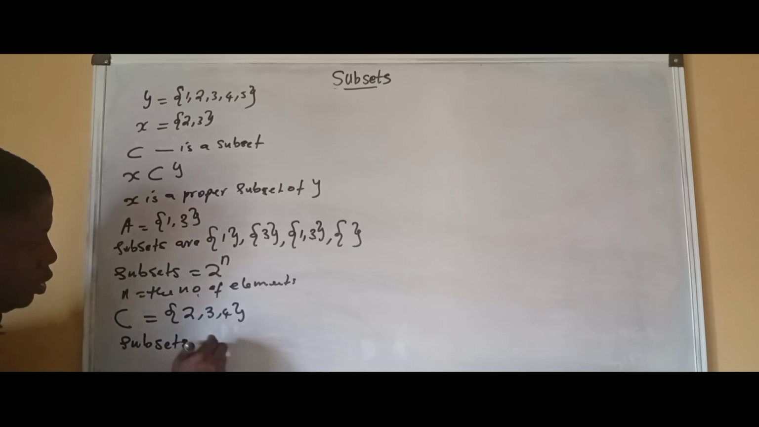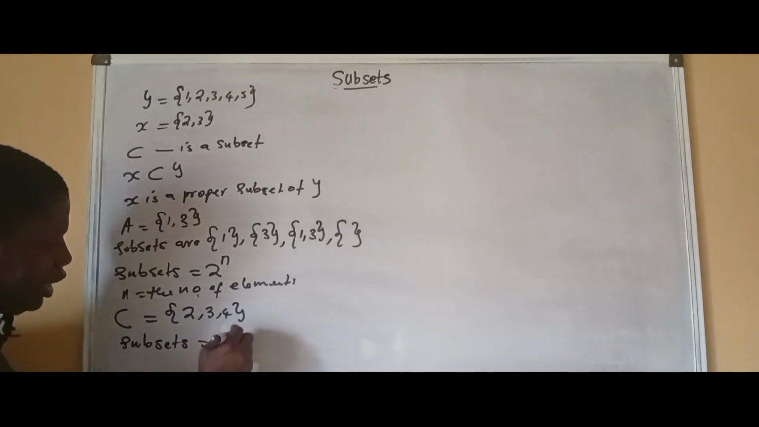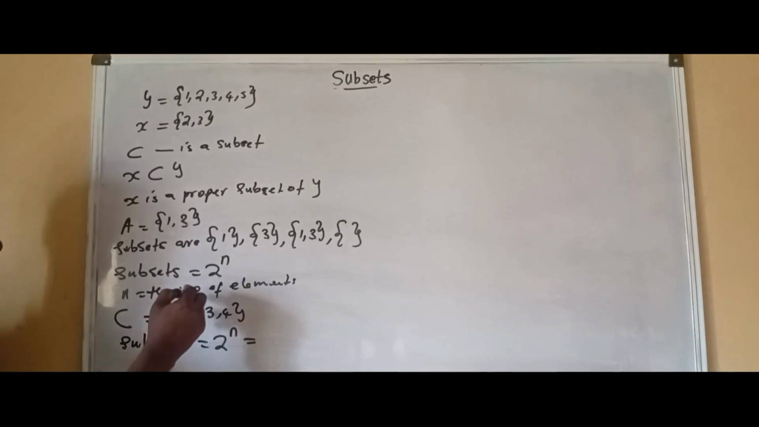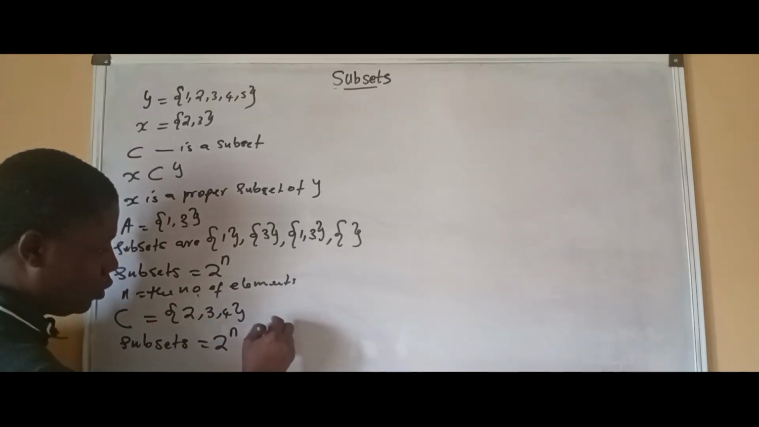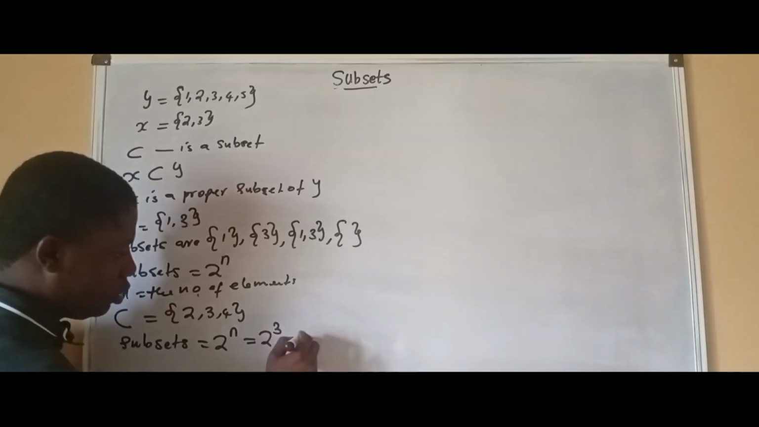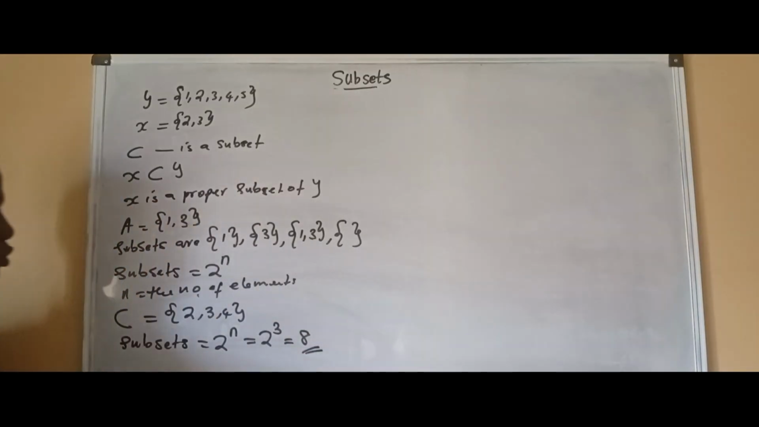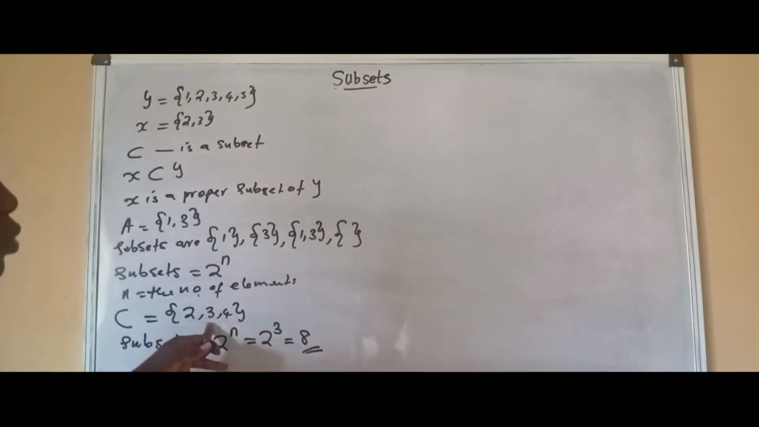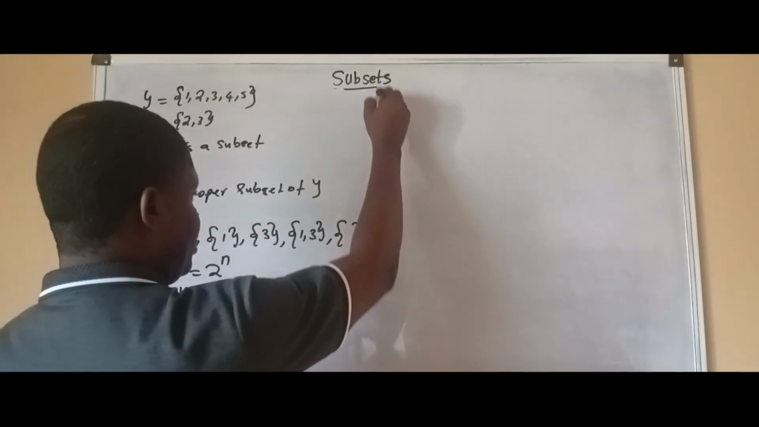Now you simply apply the formula that says that the number of subsets is equal to 2 raised to the power of N. So here our N is the number of elements, which is 1, 2, 3. So we have 2 raised to the power of 3, and that will give us 8. So the number of subsets in set C is equal to 8. So what are the subsets in set C?